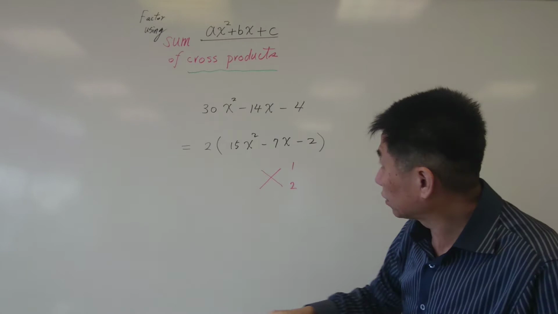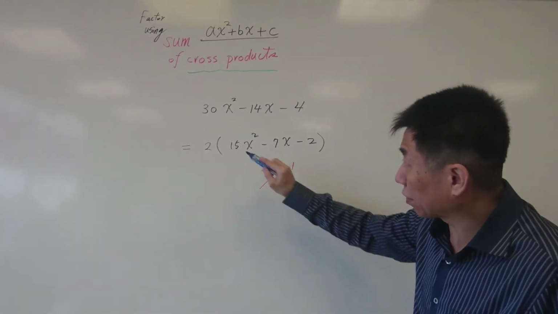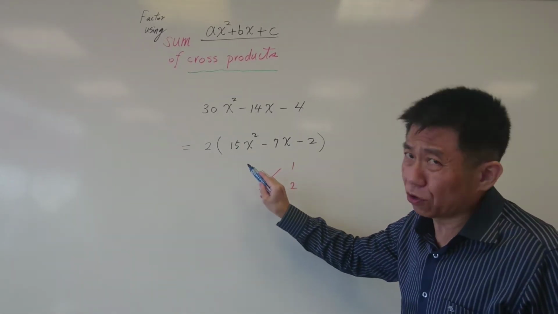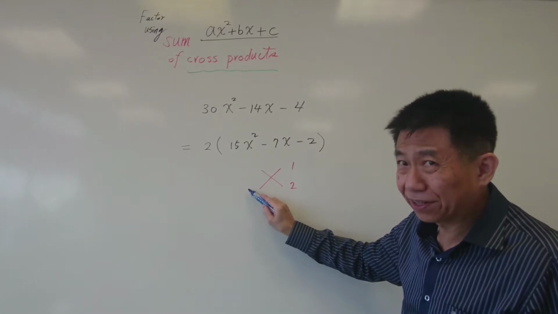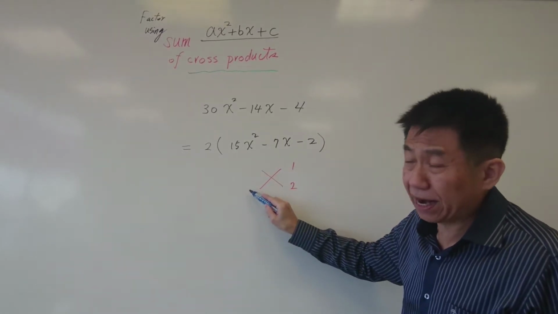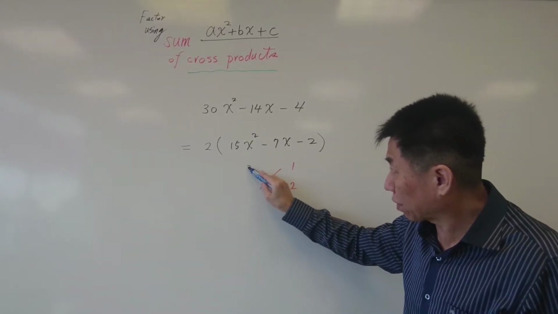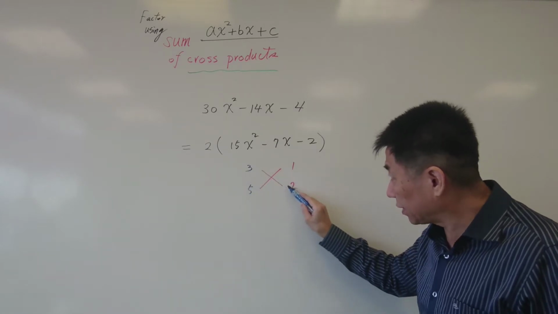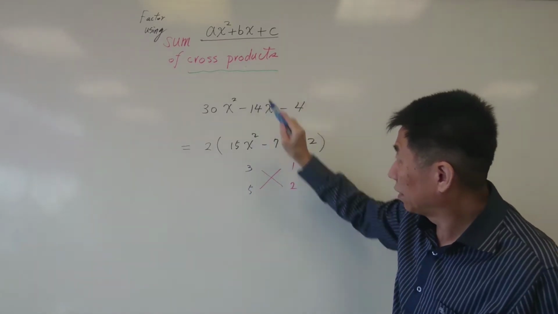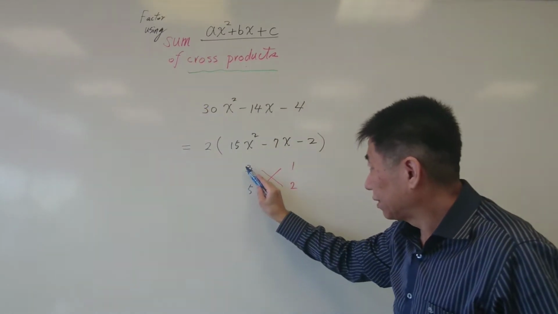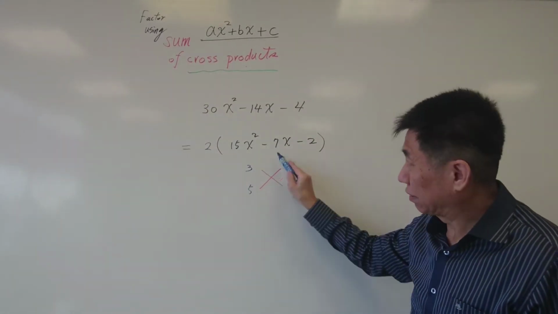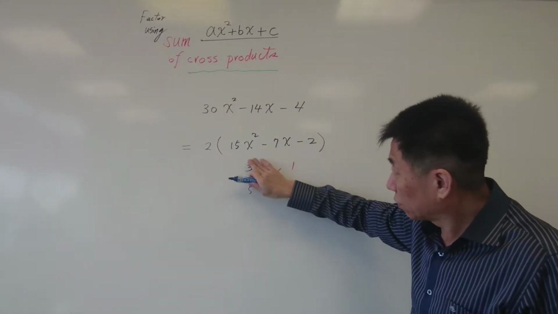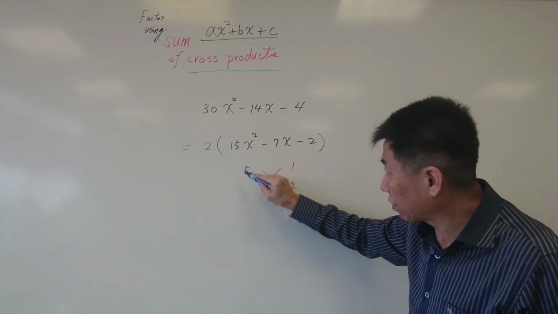Step 1. Step 2, you break down the 15 into, it won't be 1 and 15 or 15 and 1. It should be 3 and 5. But if 3 here, 5 here, the cross product, you sum them up. 6 plus 5, 11. But this one's 7. So you definitely try 5 and 3.